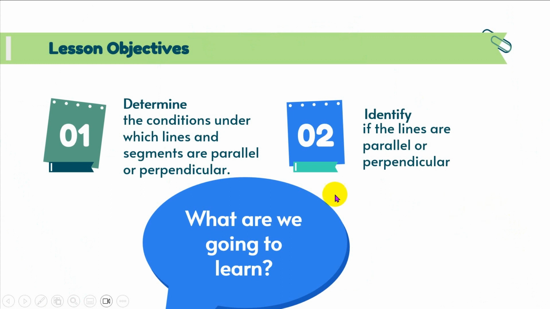So in this video, we have two lesson objectives. First, determine the conditions under which lines and segments are parallel or perpendicular. And the second objective is for you to identify if the lines are parallel or perpendicular.